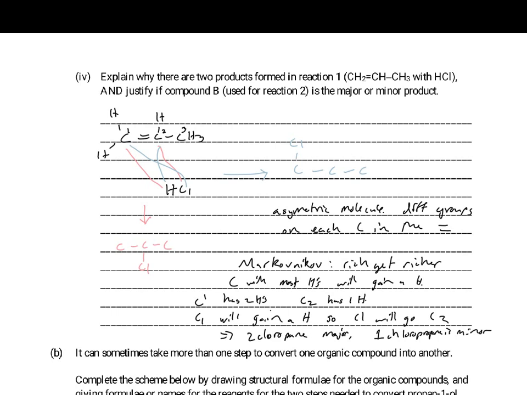Okay. Question, justify if compound B used for reaction 2 is a major or minor. So compound B, if you flick back to the other page, was 1-chloro, therefore 1. This is what we kind of need to stress here, that 1-chloropropane is the minor one.